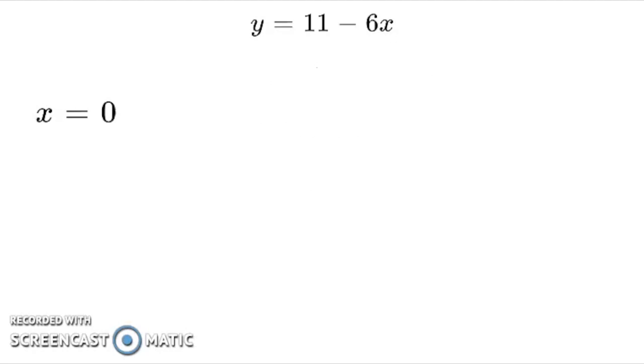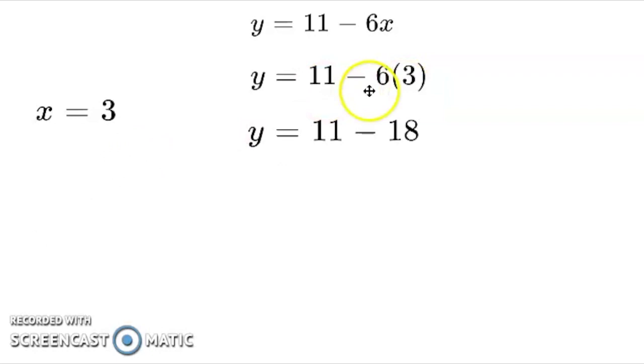Now substituting in 0. -6 times 0 is 0, so my answer is just going to be 11 for the second one. For the third one, substitute in 3 for x. So -6 times 3 is -18, so 11 minus 18 will be -7.